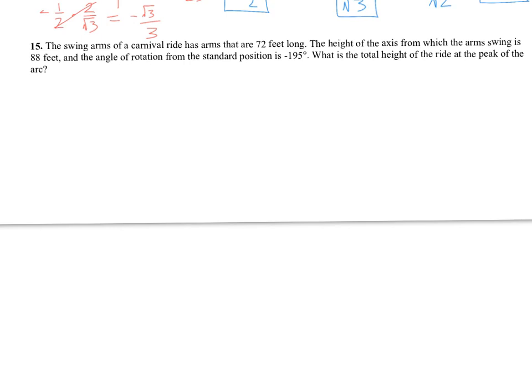Okay, for number 15, we have a negative 195 degree angle of rotation from standard position. So we know we're going to sketch that angle from standard position. So that angle starts at the initial side, rotates clockwise. So from negative 180 you go 15 more. Now I'm going to draw the triangle.